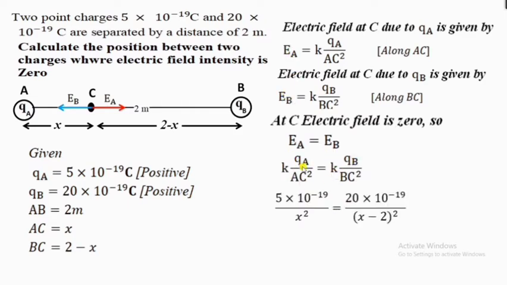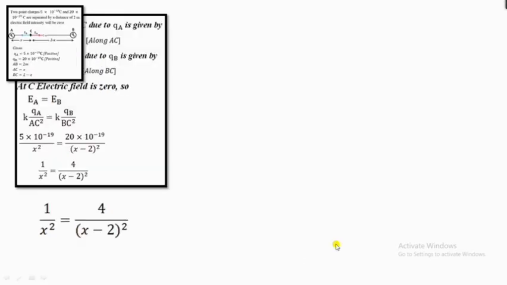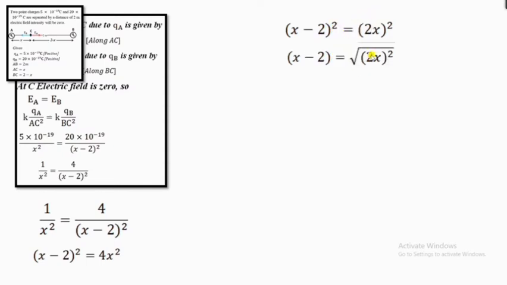Now when you put the values, you can cancel this 10 to the power minus 19 and 10 to the power minus 19, and 5 fours are 20, so now I'll cross multiply, and now this 4 is 2 square, so I can write this to be like this. Now I can take the square root on this side. And when I cancel this and this, I should get plus minus 2. So when you take the root, you should write plus minus.